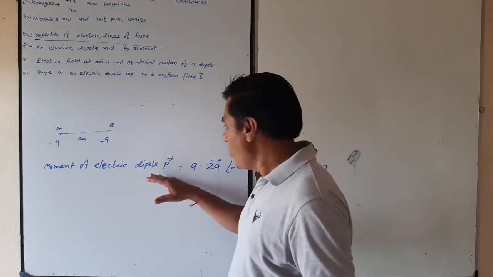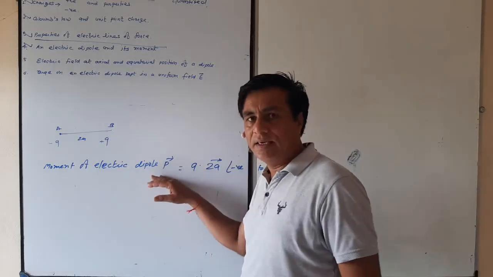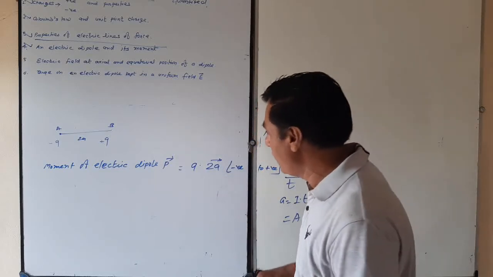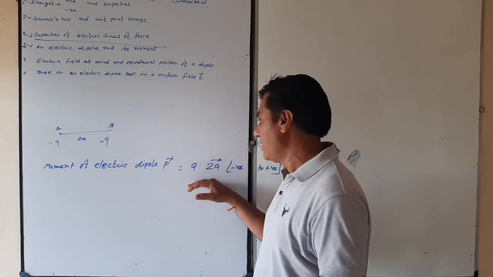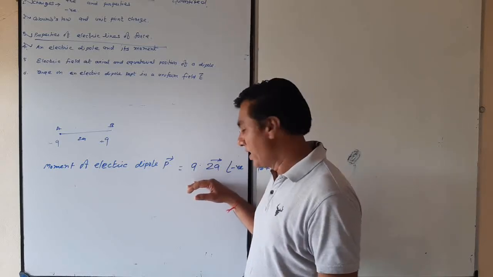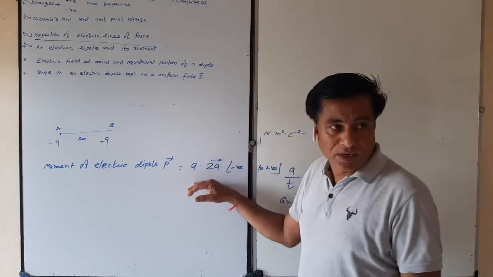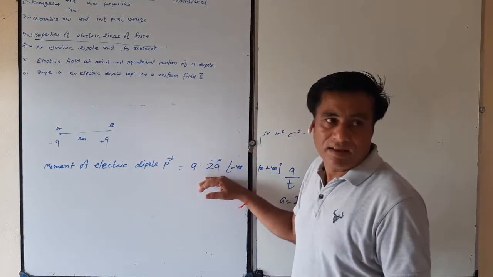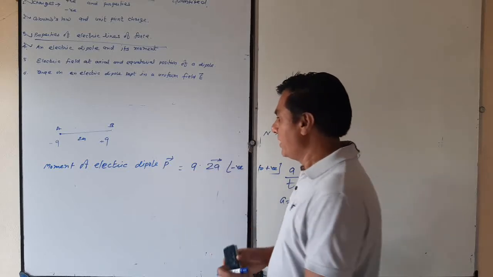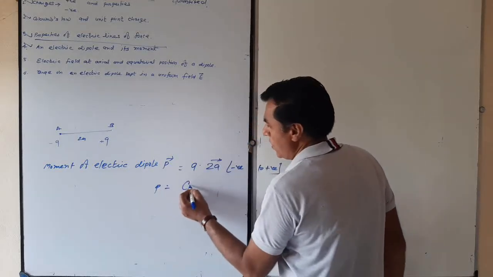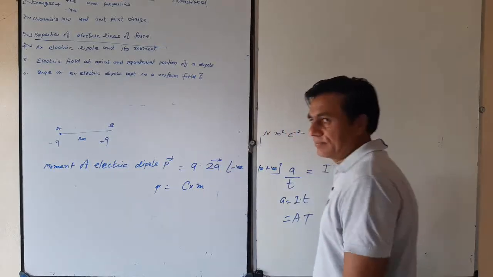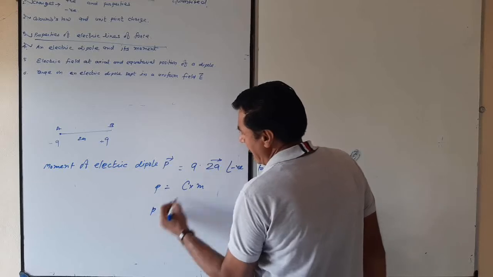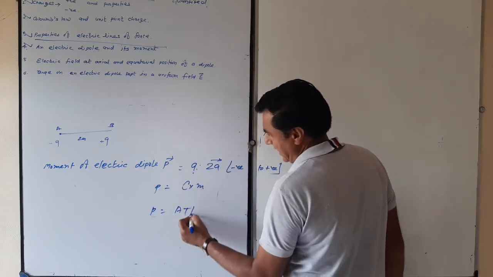Clear? Now if you wish to define the dipole moment, the dipole moment of an electric dipole is equal to the product of the magnitude of charge at one end and its dipole length. Its unit is coulomb meter. Now the dimensional formula is ATL.